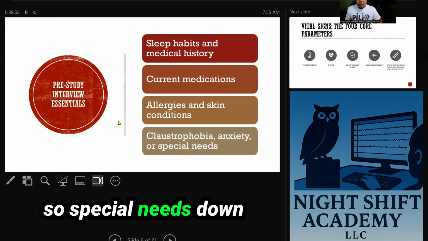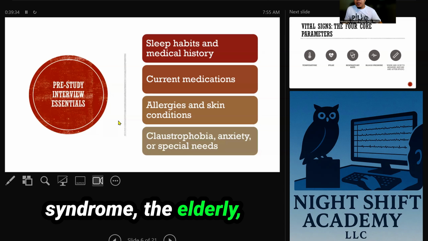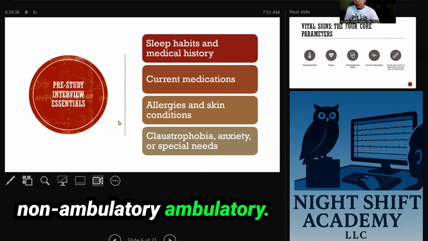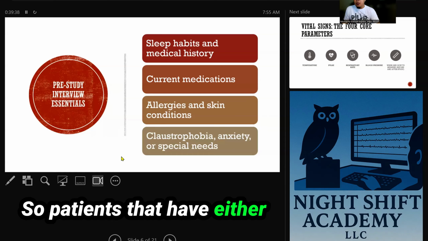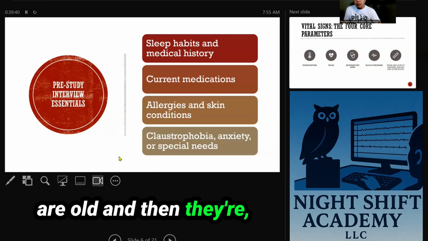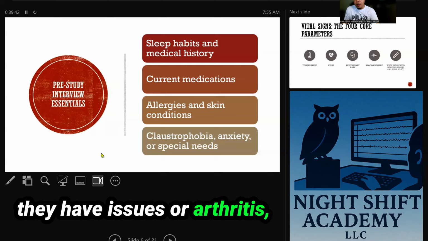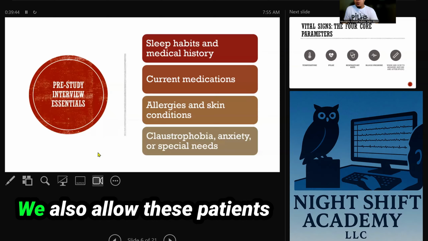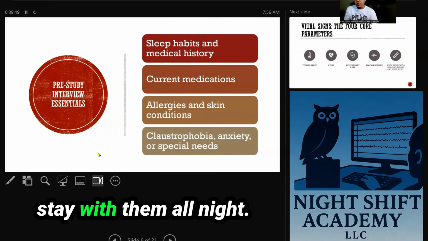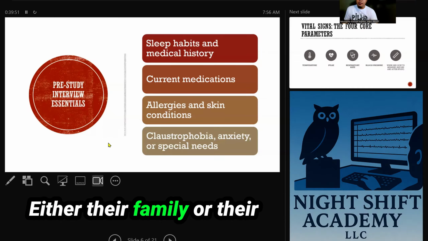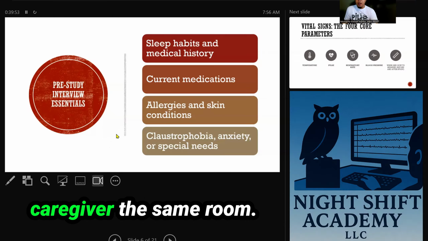So special needs: Down syndrome, the elderly, non-ambulatory patients, so patients that are old and have issues or arthritis, they can't really move much. We also allow these patients to have somebody stay with them all night, okay? Either their family or their caregiver, in the same room.